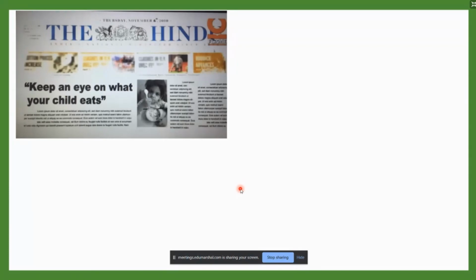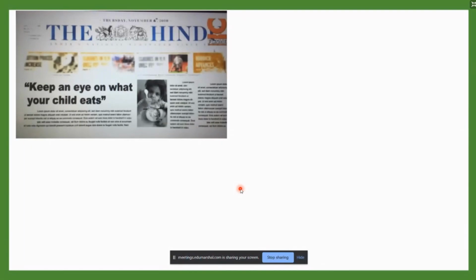Now, see this clipping of a newspaper. Keep an eye on what your child eats. When this clipping came in The Hindu, people started thinking about what our children are eating, and that we need to keep an eye on that. It is leading to obesity. You think over it and brush your mind whether you are able to identify which type of dimension it is.